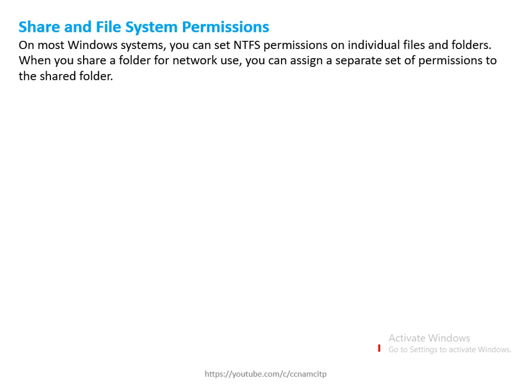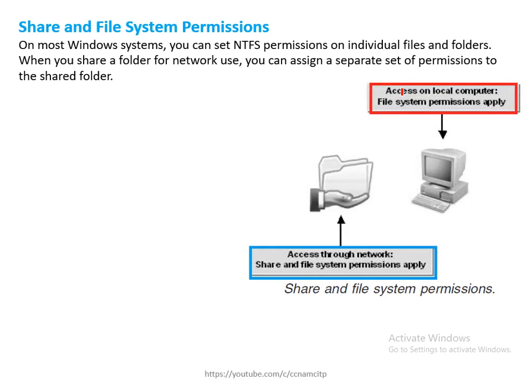Now I will tell you a little bit about share and file system permissions. On most Windows systems, you can set NTFS permissions on individual files and folders. I have just now told you a couple of slides back. When you share a folder for network use, you can assign a separate set of permissions to the shared folder. So now the situation is that we have network access, or that resource is kept on one server, and I'm sharing that resource throughout my network. So I can assign certain permissions in that only, and how it applies and how it works I will explain here.